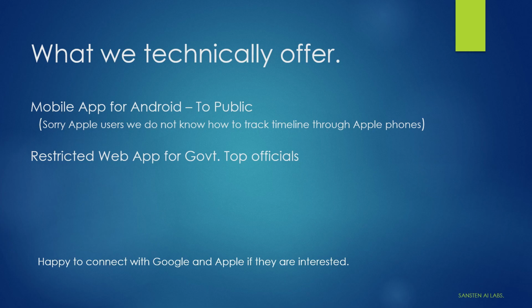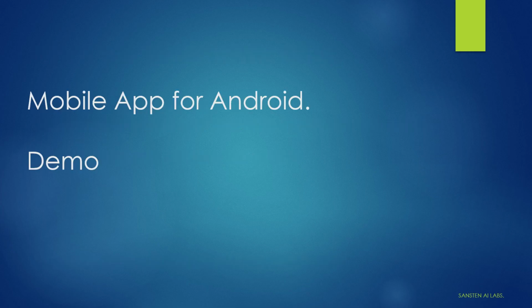As I said earlier, we are only giving the mobile app for Android, and not for Apple, because we don't know how to get the timeline from Apple. Technically this is a Flutter application, so it should work on both Android and iOS. We're not providing it for iOS because we don't know how to track the timeline. If you're an Apple person and know the way, please let me know, and we'll work together. That's not a problem. So much talking, so let's quickly look at our mobile app for Android.